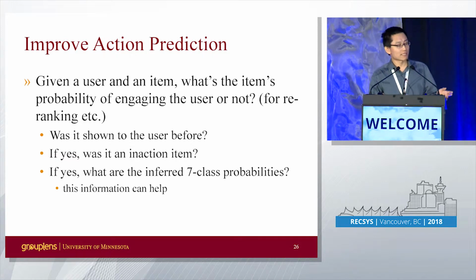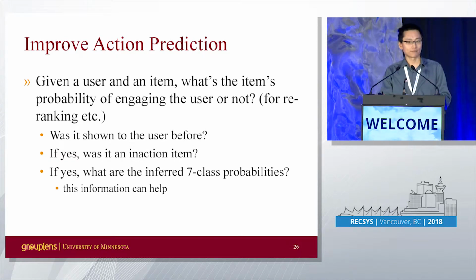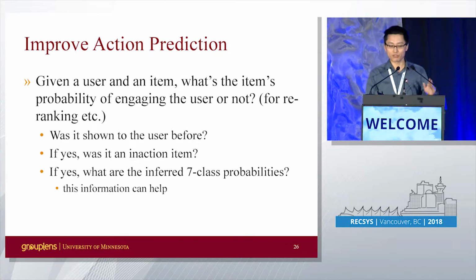So in order to utilize that inaction model, we first ask, was this shown to the user before? Was there a previous page view associated with this item? Then if the answer is yes, we further ask, was this the inaction item? If the answer is yes, then we ask our inaction model, tell me the 7 class inaction probabilities, and I'm going to utilize this information.